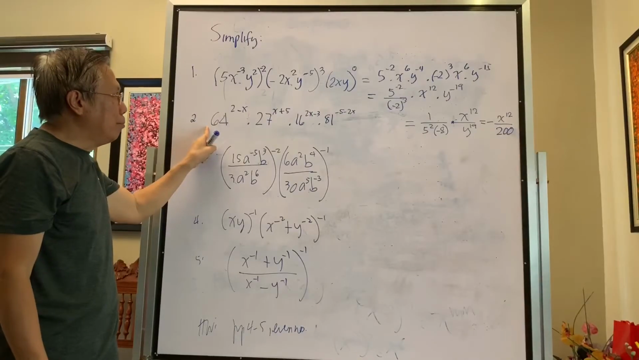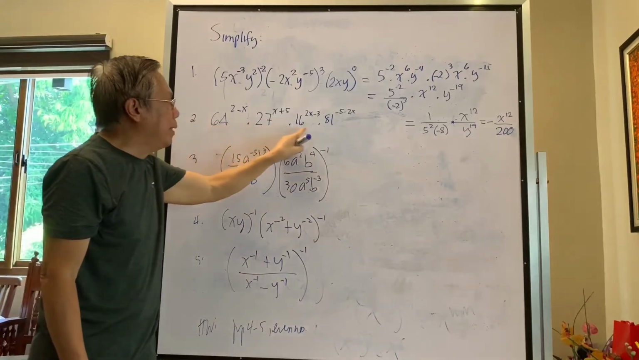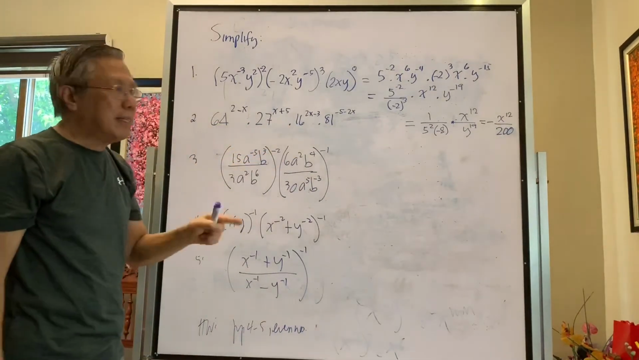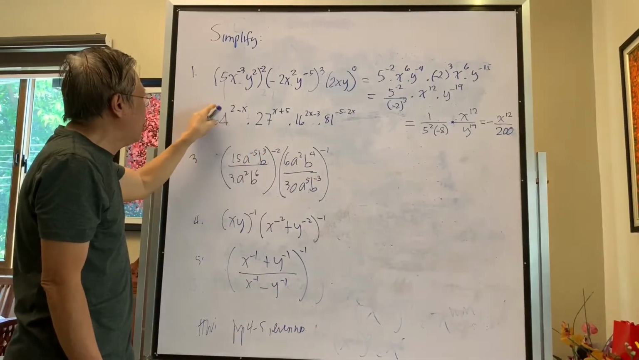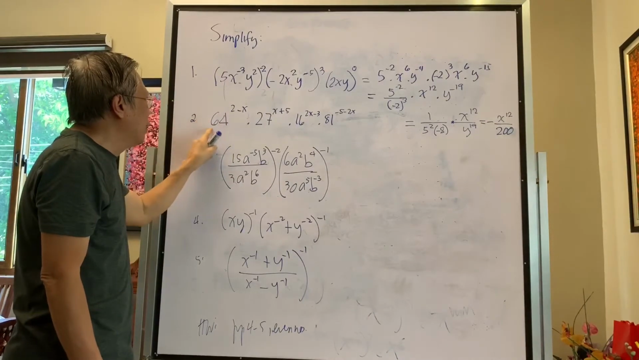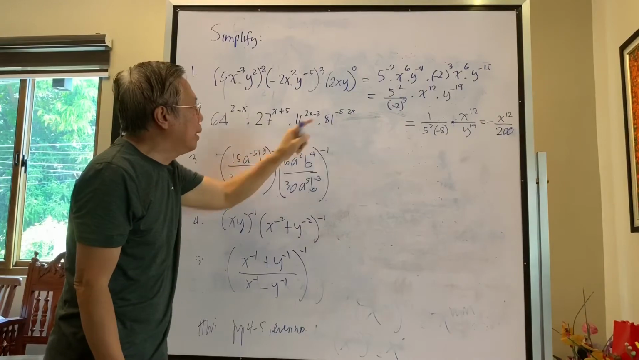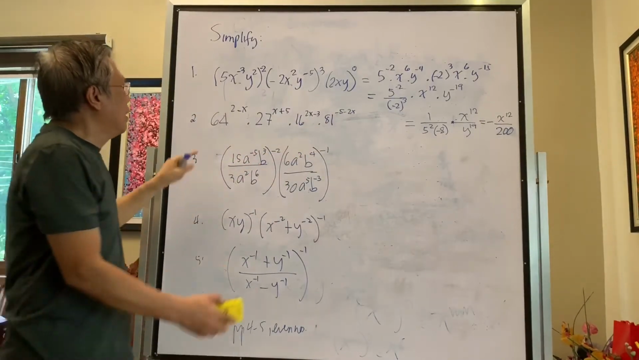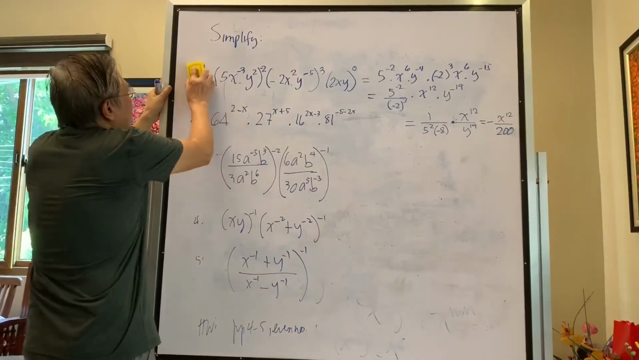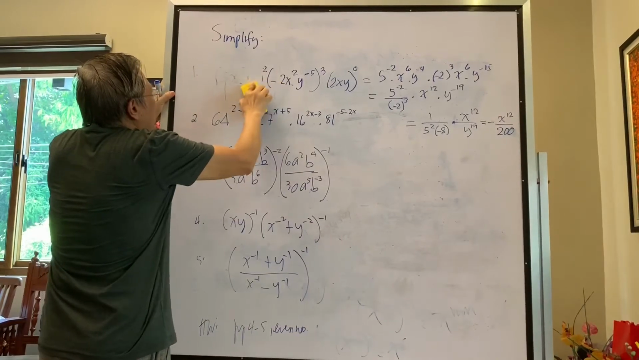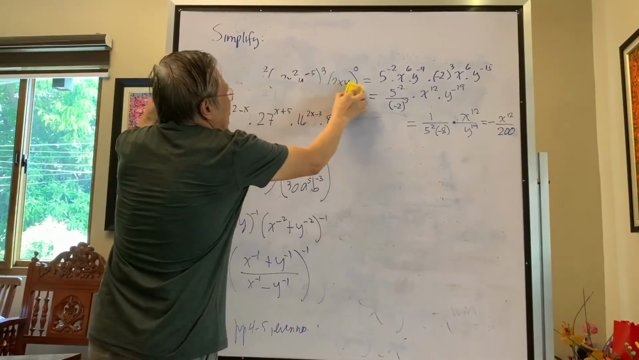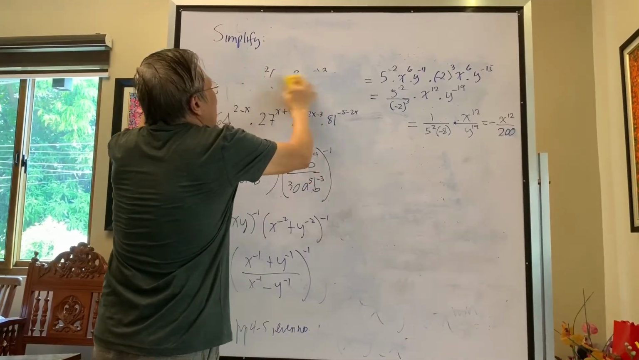For exercise number 2, when you're dealing with these numerical bases, the best thing to do is to make this into prime base form. Okay? Prime base form. Now, I will write the solution up. What do you think will be the prime base for 64?